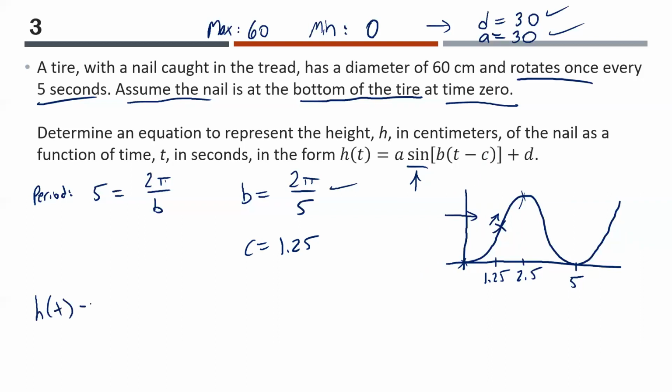H of t is going to equal A, which we already listed up at the top, is 30. Sine B is 2 pi over 5. T minus C, so T minus 1.25. And again, since it's minus, that means it is moving right. And then plus D, so plus 30.